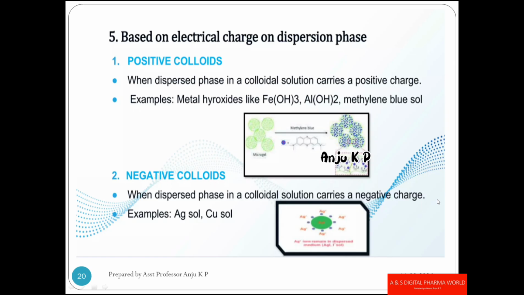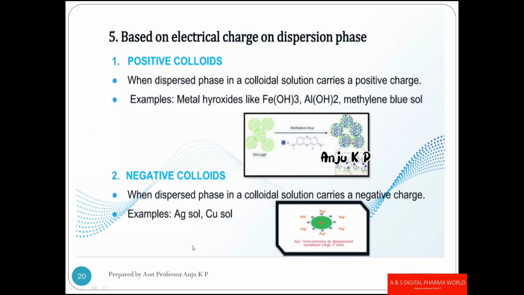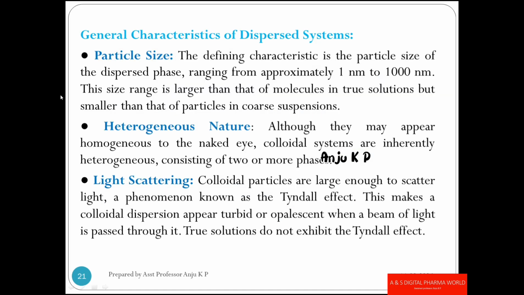Here you have to remember the charge is carried by the dispersed phase. So the examples are like silver sol, copper sol. This is the end of the classification of colloids. Okay, next we'll see the general characteristics of dispersed systems.